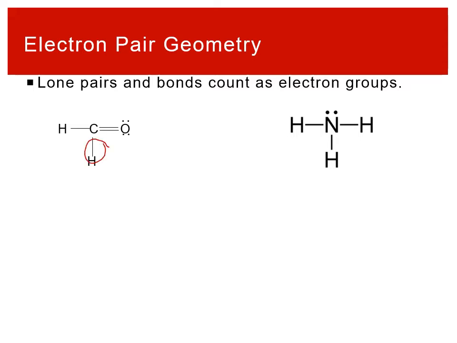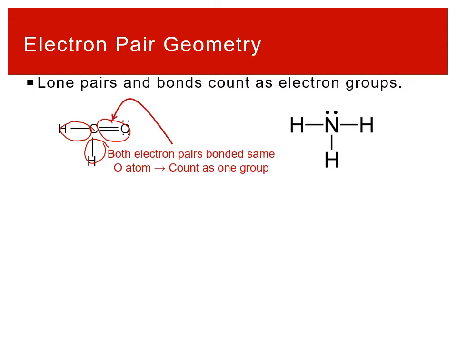So I know I have, say, a bond here, a bond here. And then my 3rd bond is a double bond. So this can be sometimes confusing because it's called electron pair geometry, but this double bond still just counts as one group. Both of those electron pairs are bonded to the same oxygen atom, so they have to point in the same direction, right?